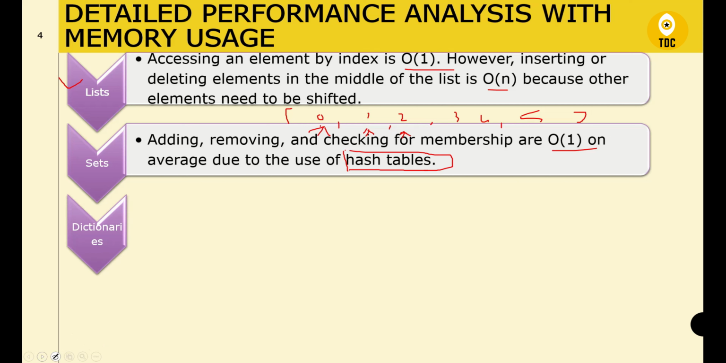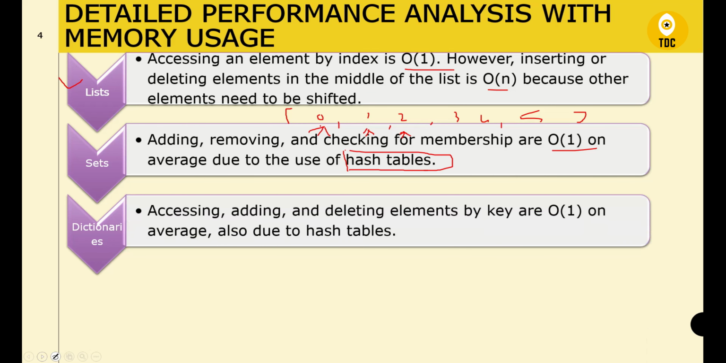And next is a dictionary. Accessing, adding, deleting an element is again very similar to set. It also uses a hash table, similar to set. And dictionary has the highest memory usage among the data structures that we have seen. So purely from the memory perspective, dictionary is the last option. This is a priority 4 option. So then we can choose set, and then we can choose list.